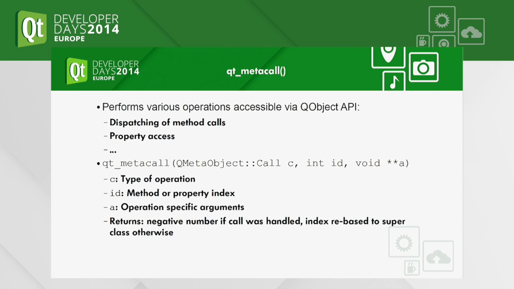You get 3 arguments in there. One defines the type of the operation. That's stuff like reading a property, writing a property, invoking a method, and so on. You get some kind of index that tells you which method or property this is referring to. And then you get a void pointer array for operation-specific arguments. I mean, it's not really a nice API to work with.